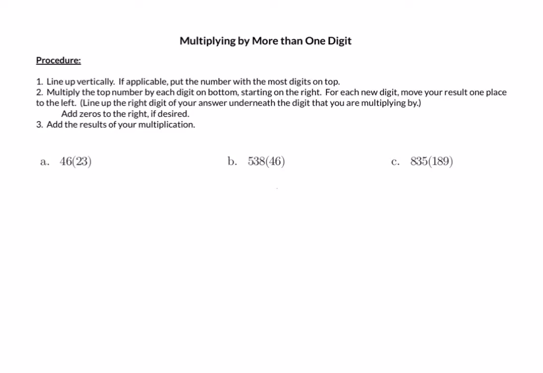And finally, we want to add the results of our multiplication. So let's see what this looks like. If we start with example A, we have 46 times 23. For this problem, they both have the same number of digits, so it doesn't really matter which number you put on top. It all depends on what number you want to multiply by. For me, I like multiplying by 2 and 3 better, so I'm going to put my 46 on top, and I'm going to put my 23 on bottom.